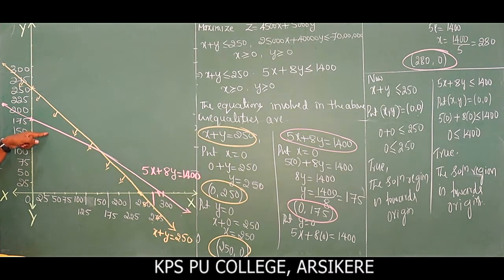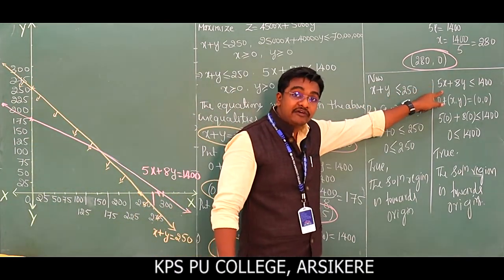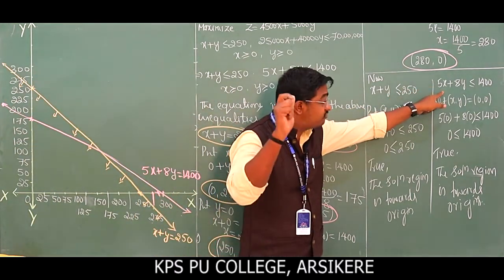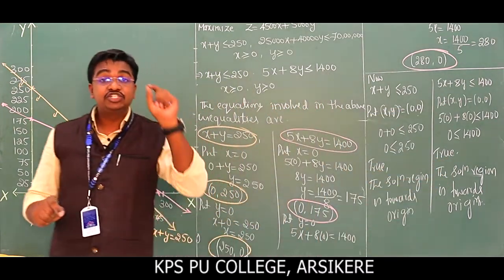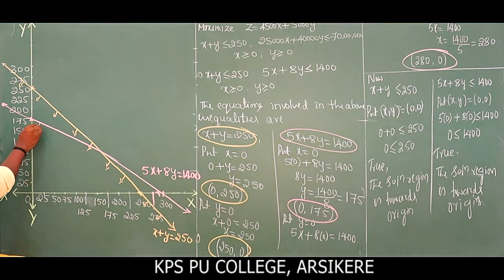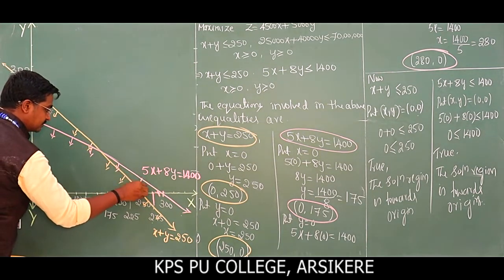whether the solution region is towards the origin or away from the origin. When I substitute x equal to 0 and y equal to 0 in the inequality 5x plus 8y less than or equal to 1400, this inequality is true. Hence the solution region is towards the origin. You will get this region here.